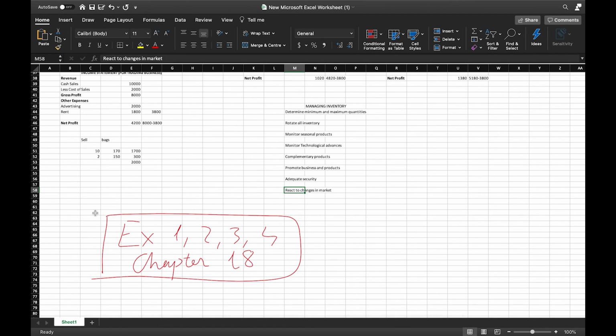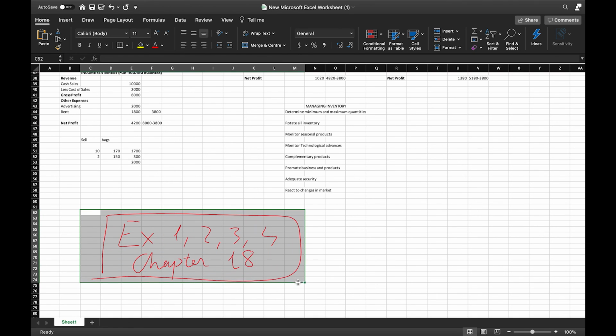Okay, so we have to talk about inventory turnover too, but that is not relevant in the SAC, so we'll talk about it later. The exercises that you can do are exercises 1, 2, 3, and 4 in chapter 18.